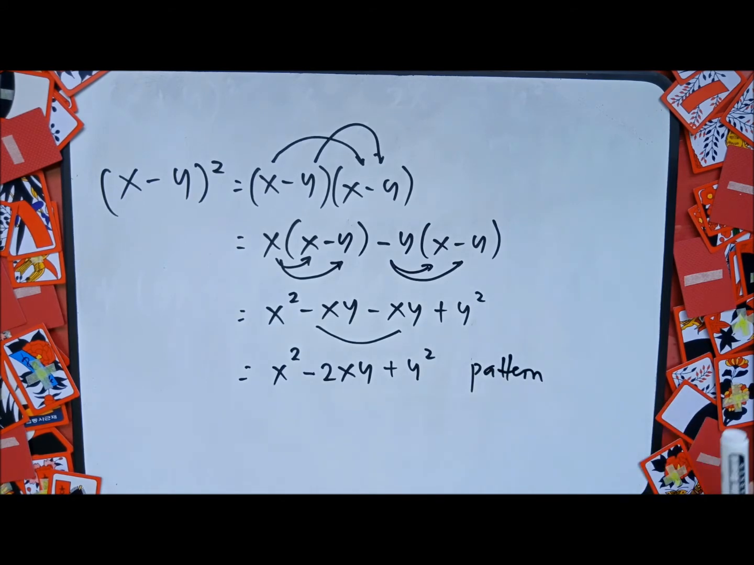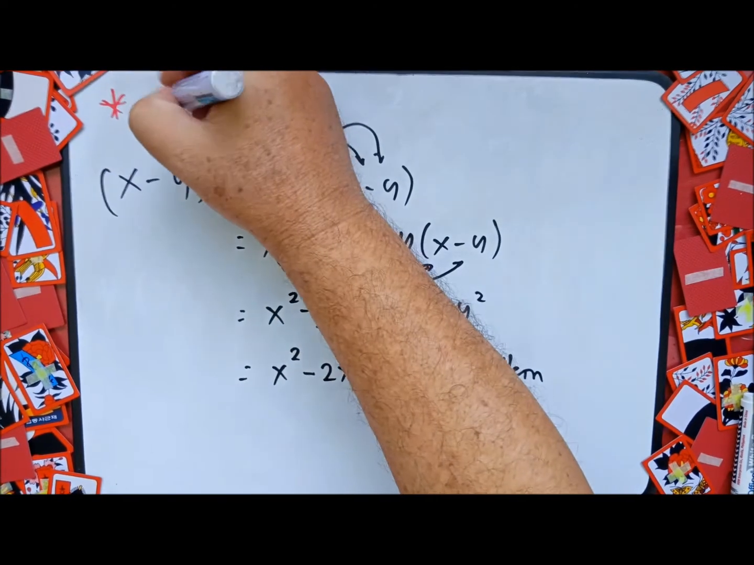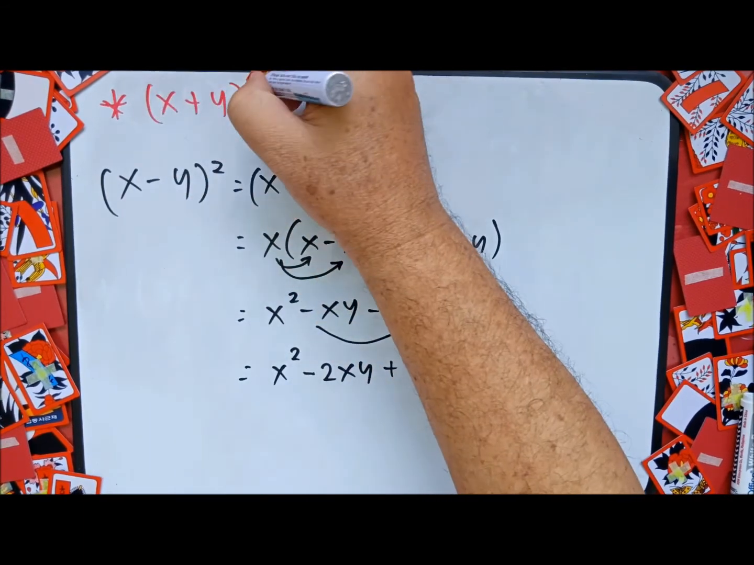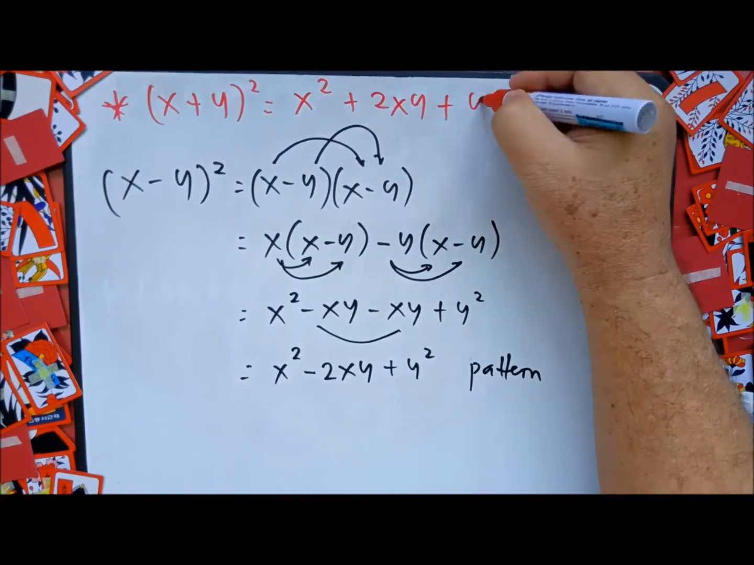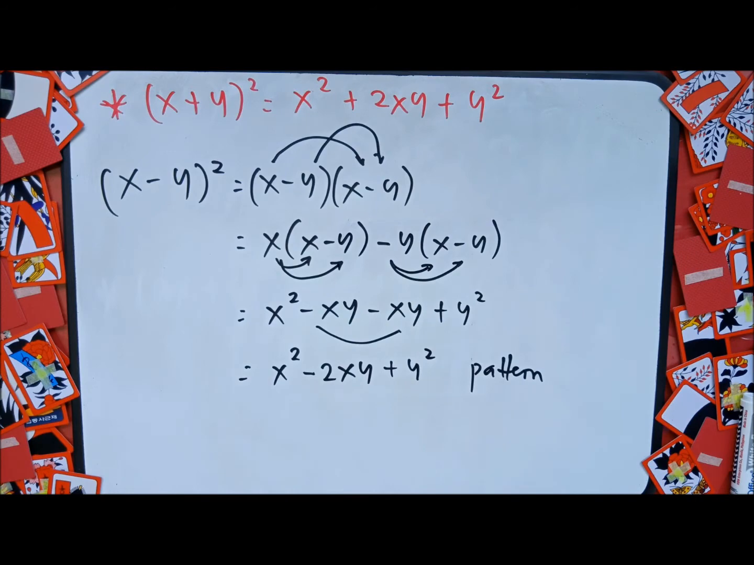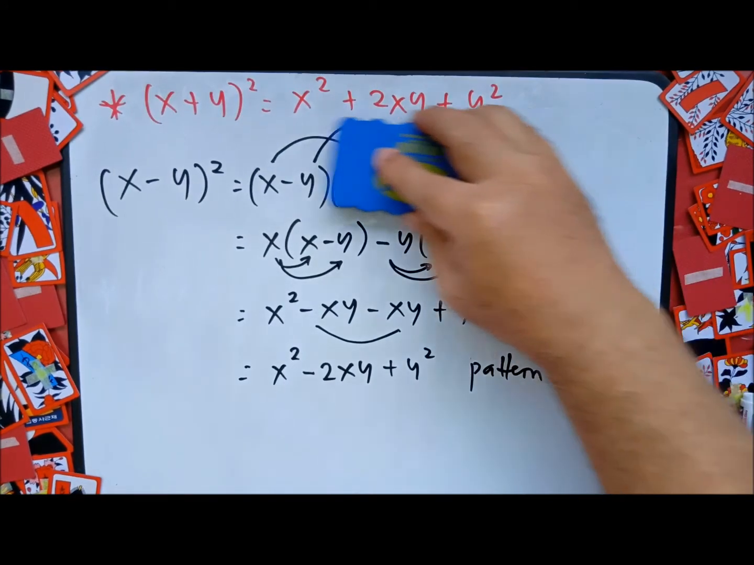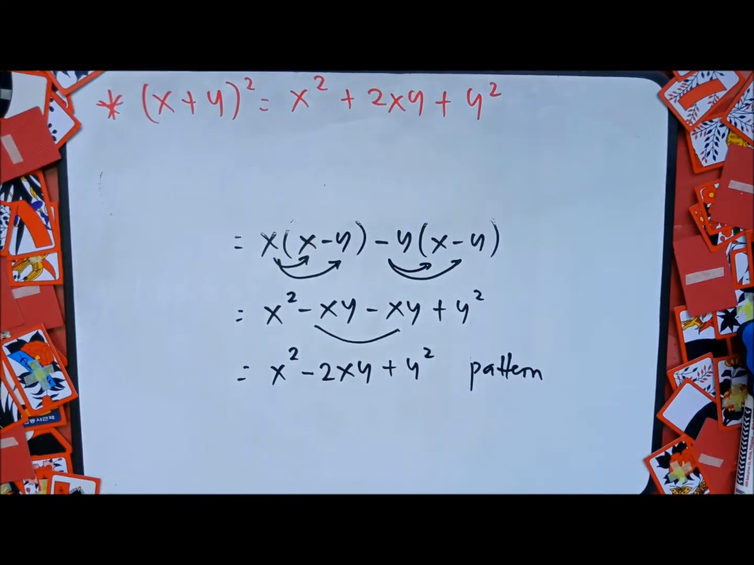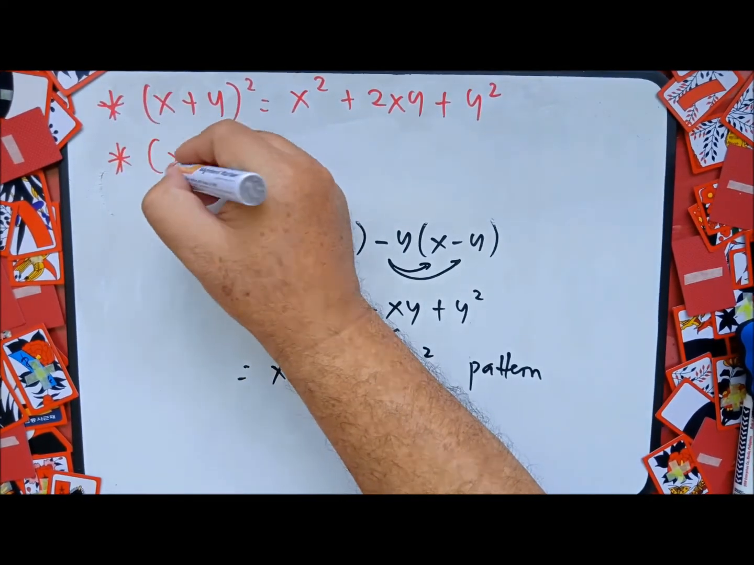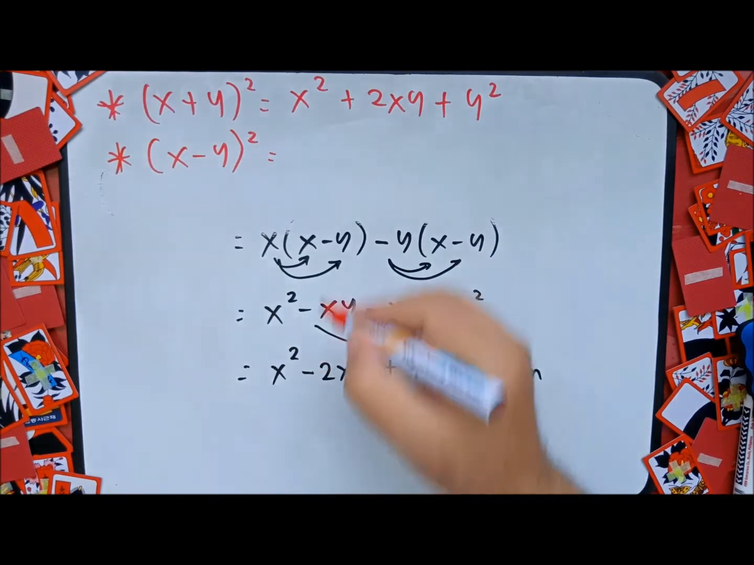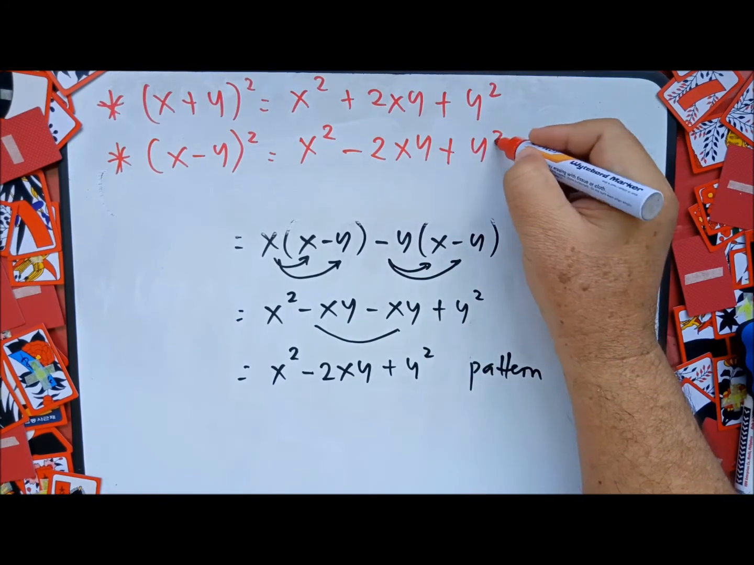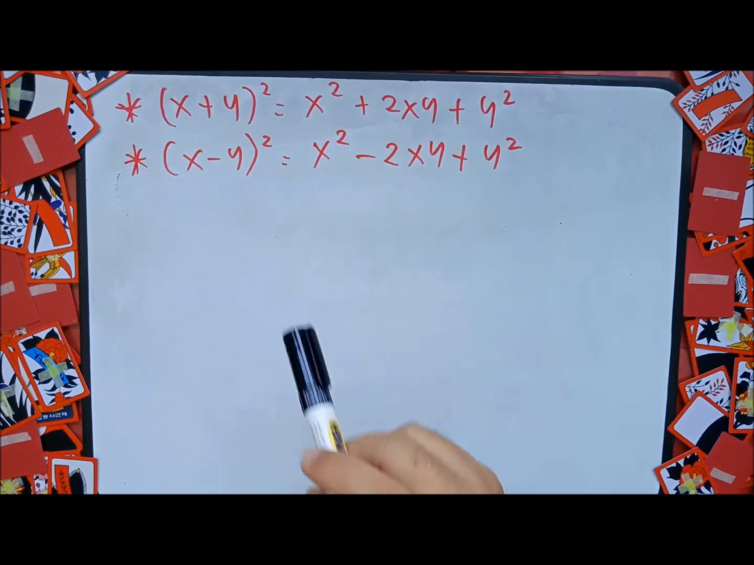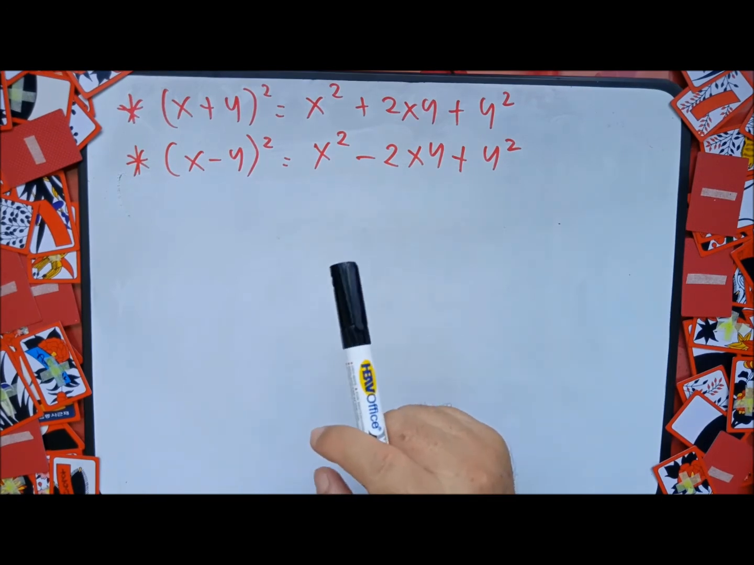Okay, so we have another pattern. For the first pattern, we have (x plus y) squared is equal to x squared plus 2xy plus y squared. For the second pattern, we have (x minus y) squared is equal to x squared minus 2xy plus y squared. Now we have two patterns of the square of a binomial.